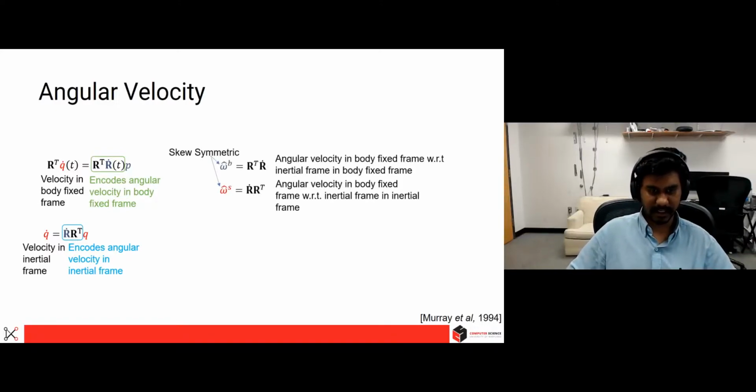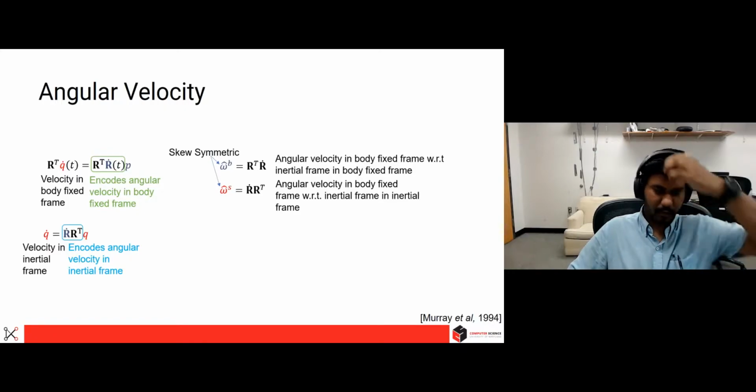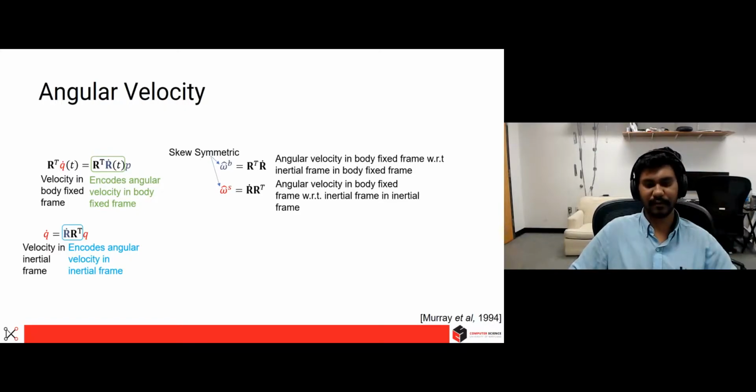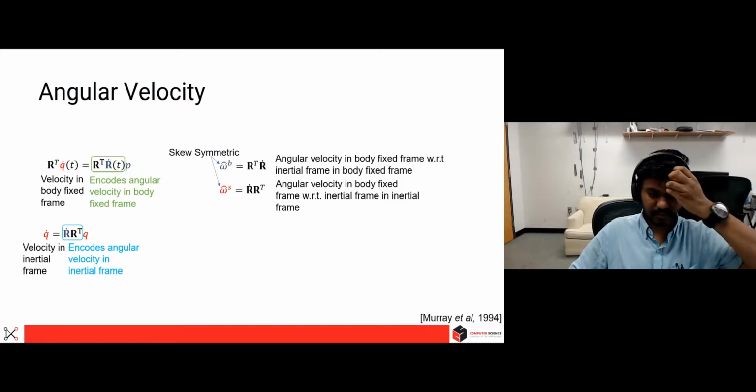One thing to note is that R transpose R dot is omega hat B, and R dot R transpose is omega hat S. Both of these are skew symmetric matrices, which basically talk about the angular velocity in body fixed frame with respect to inertial frame in body frame for omega hat B, and angular velocity in body fixed frame with respect to inertial frame in inertial frame for omega hat S. Pause the video for a second and take a moment to digest those words.